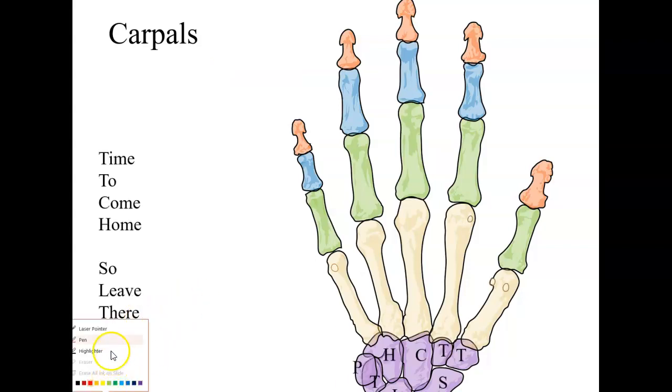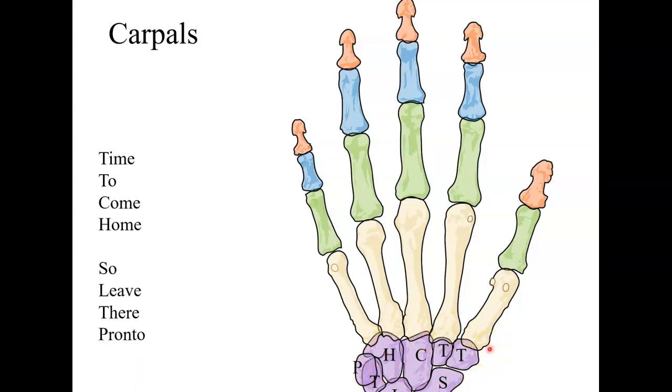So I like to use the mnemonic time to come home, so leave there pronto. And if you look over here, this particular hand is going to be the right hand in anatomical position. So there's the thumb, there's the pinky. So from thumb to pinky, time to come home. From thumb to pinky, so leave there pronto. So literally you have 2 rows of bones. This row of bones is distal, this row of bones is proximal. So from the distal, time to come home, so leave there pronto. So that's a little mnemonic.